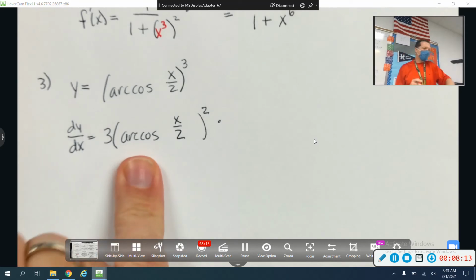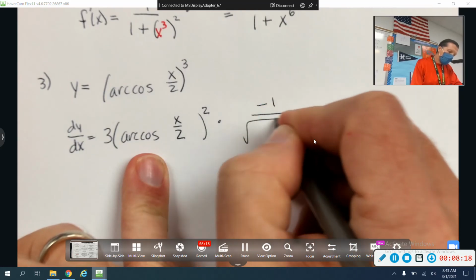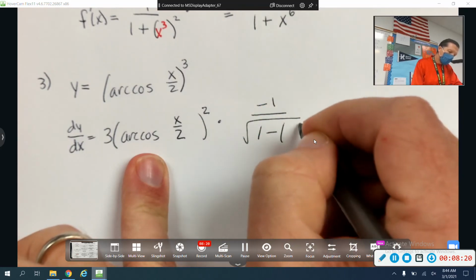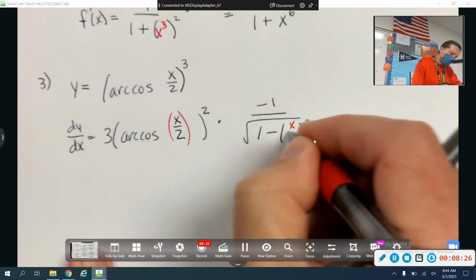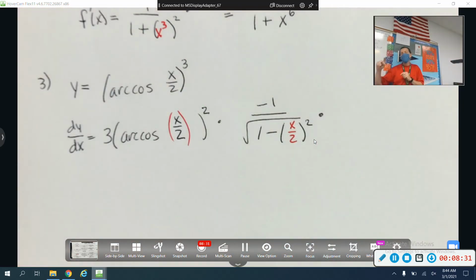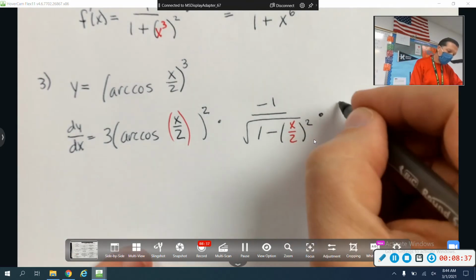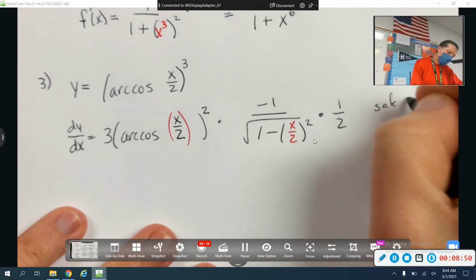Chain rule of arc cosine, -1 over square root of 1 minus argument squared. Argument was x over 2. And then another chain, so this is why we did warm up number 3, this double chain thing. The derivative of x over 2 would be 1/2. Got lots of chaining going on here. And that would be a safe stop.